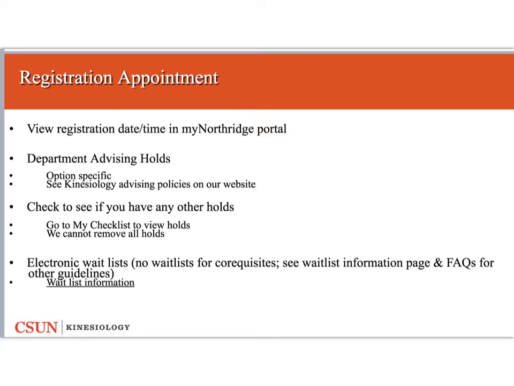You also want to check to see if you have any other holds. So you're going to go to your checklist within your portal to see if you have any holds. We cannot remove all the holds. So you may have a health center hold, or you may have a library hold, or you might have a financial aid hold. So it may take you some time to figure out what you need to do to get your hold removed, and that's why I'm telling you you should check this out early to give yourself some time to figure out what you need to do to get those holds removed.